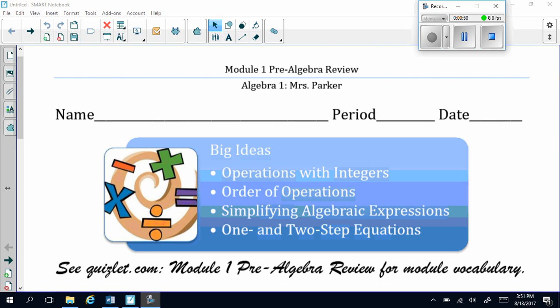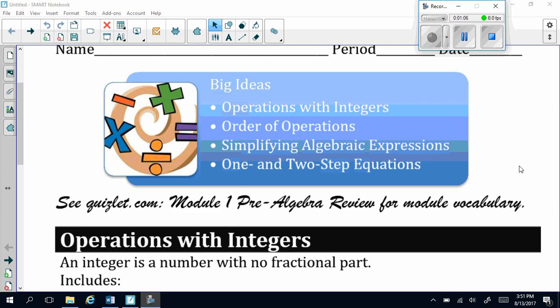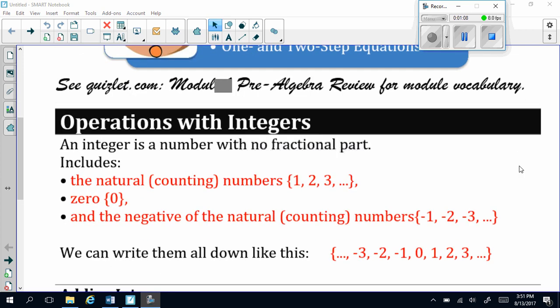So our four big ideas are operations with integers, which is what we're going to start with today, order of operations, simplifying algebraic expressions, that's using the distributive property and combining like terms, and then also 1 and 2 step equations. Today's video is going to concentrate on operations with integers.